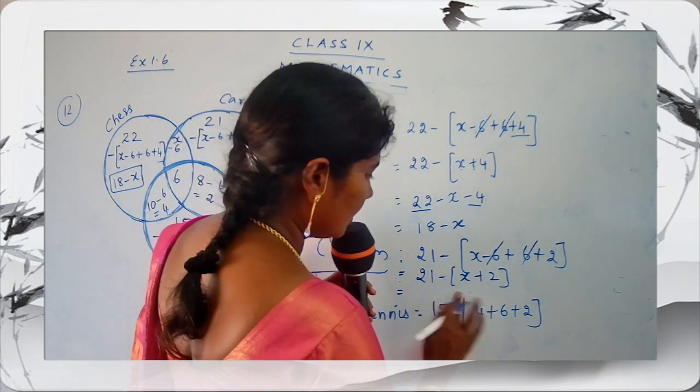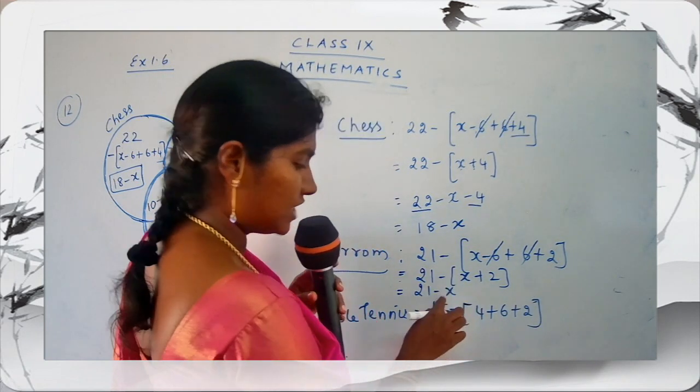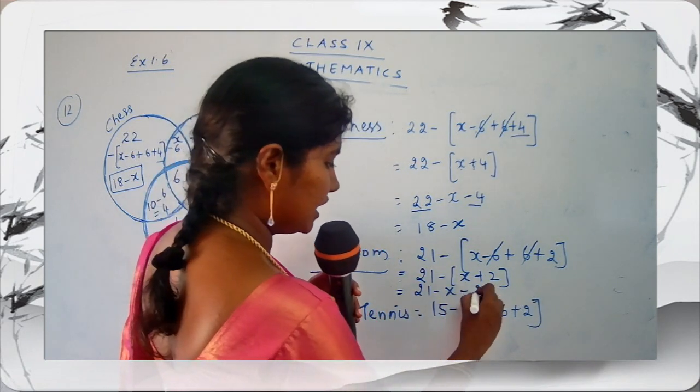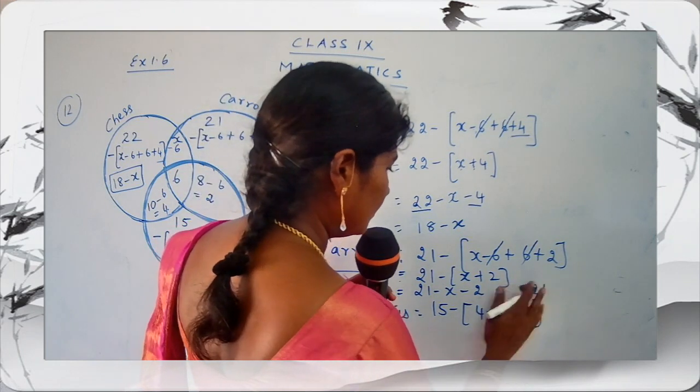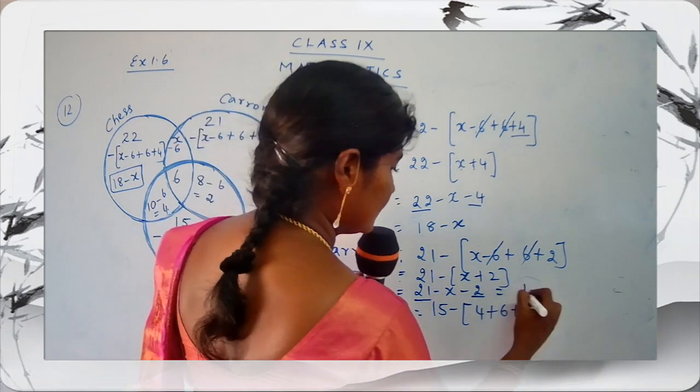I'll just continue here. I hope you people can see. It's 21 minus x. The plus will change to minus. So you get 21. Okay. 21 minus 2, 19 minus x.